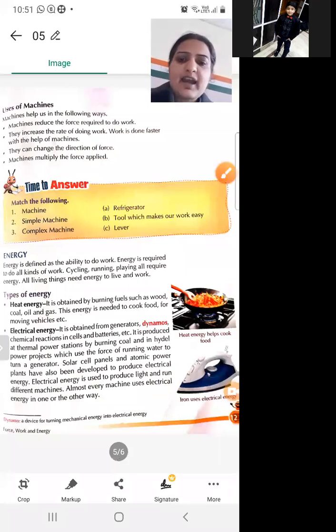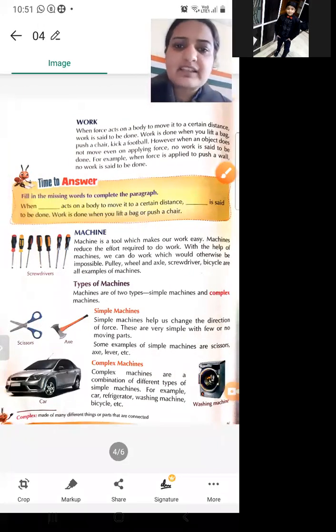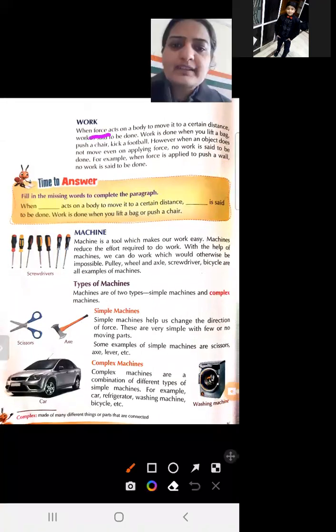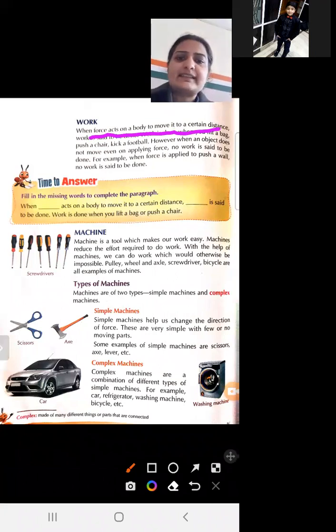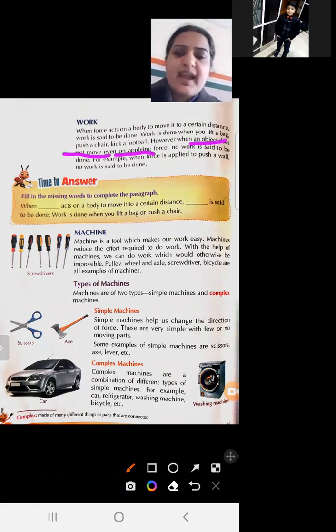So you have to read what is the definition of work? When force acts on a body to move a certain distance, then work is said to be done. And what are the examples of work done? Pushing a chair, kicking a football, lifting a bag.